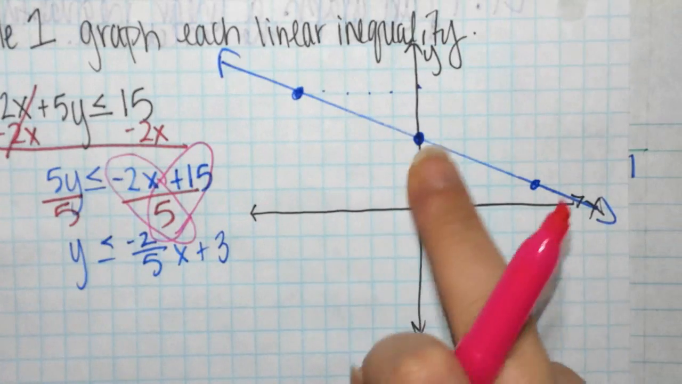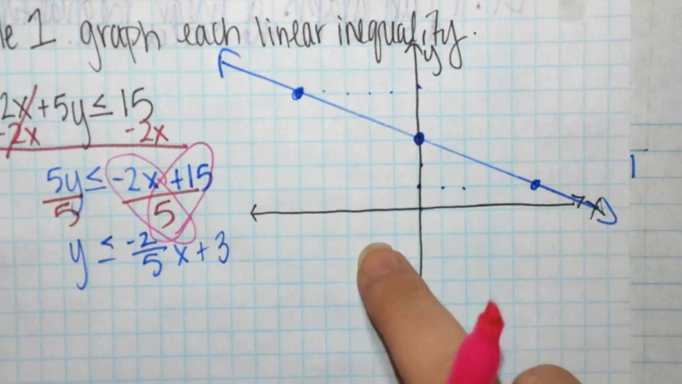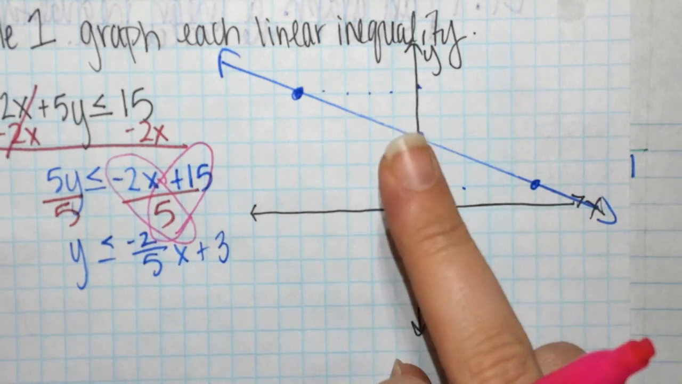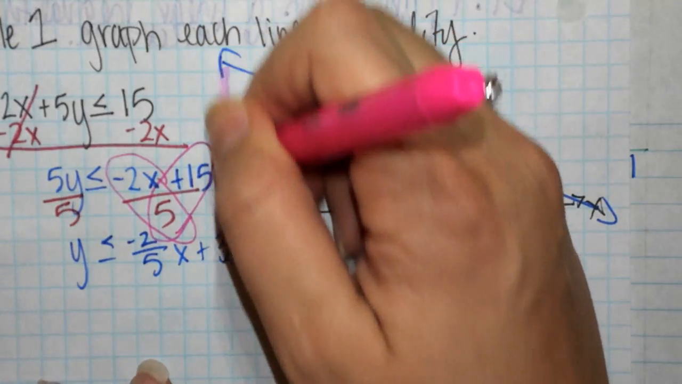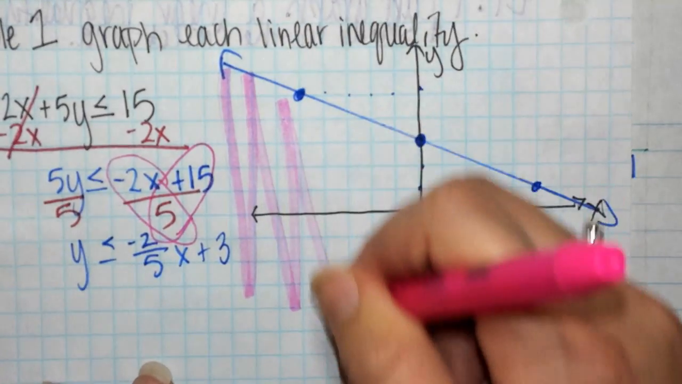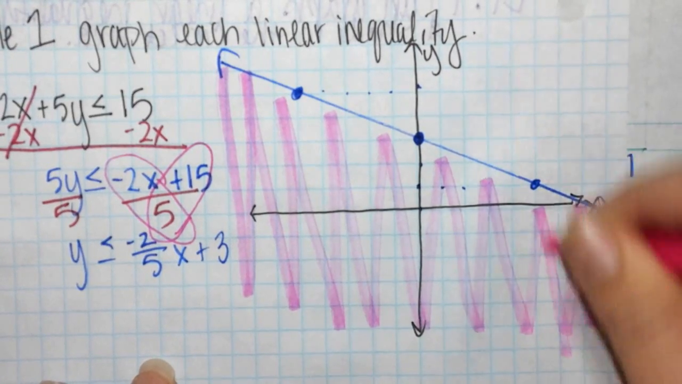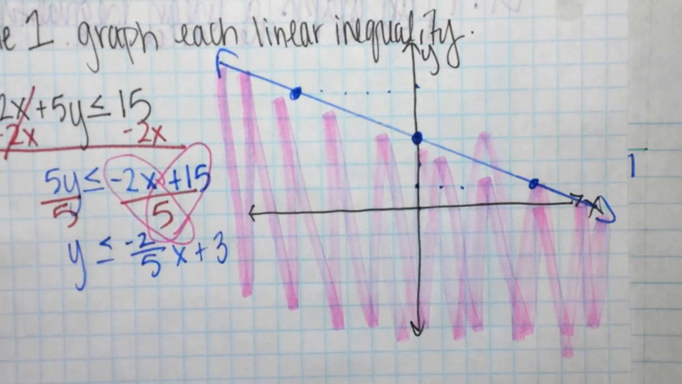Now, below this line, is it down here or up here? Down, because it's below. So only shade below the line. Shade everywhere below the line. Oh, potatoes, I went above.